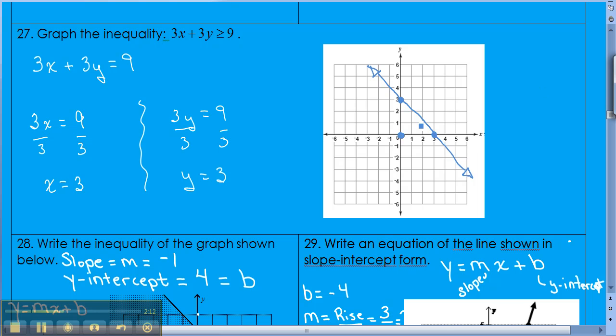So if I go back up here and put 0, 0 into the original inequality, let's see what we get. We had 3 times 0 plus 3 times 0 is greater than or equal to 9. So this is 0 is greater than or equal to 9. That is a false statement, so I wouldn't shade the side where I put that point. I would shade the other side of the line. So I'm going to shade the right side of the line here.